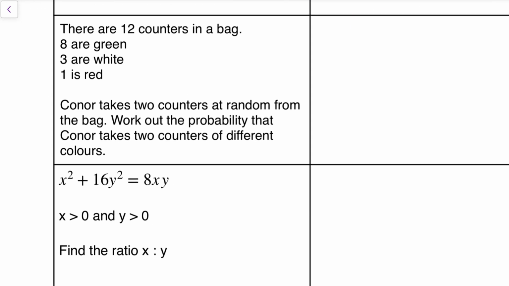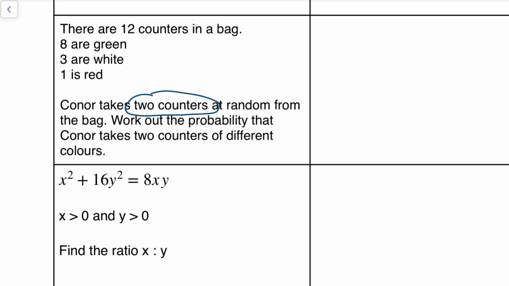Next question. There are 12 counters in a bag. It looks like a probability question. 8 are red, 3 are white. Read it again. 8 are green, 3 are white, 1 is red. Connor takes 2 counters at random from the bag. So no replacement implicitly because he's taking 2. So 1 and then another one. Work out the probability that Connor takes 2 counters of different colours.